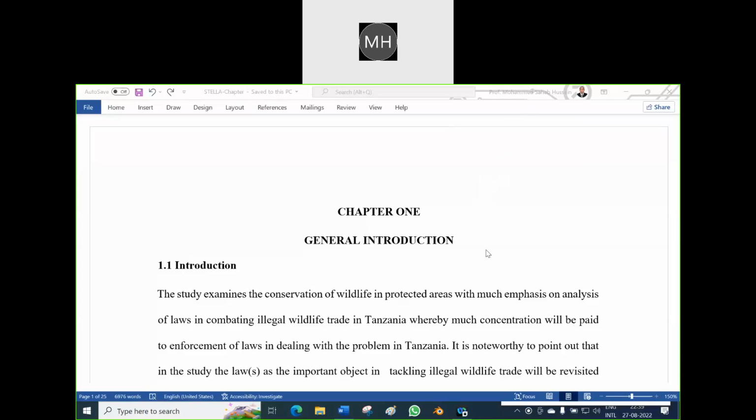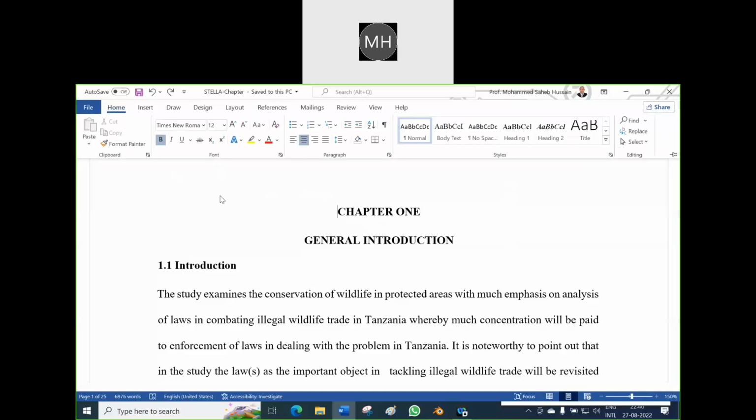So chapter 1 is the heading. The general rule is that a heading should always be in capital letters, in the center, and should not end with any punctuation. And when you are writing, keep in mind the size of the font.